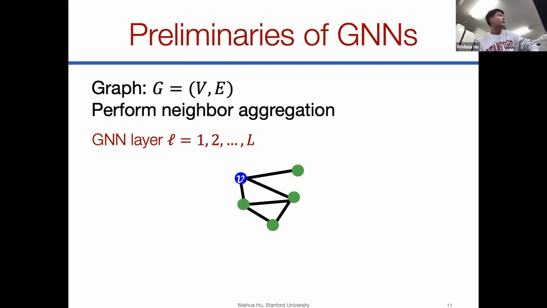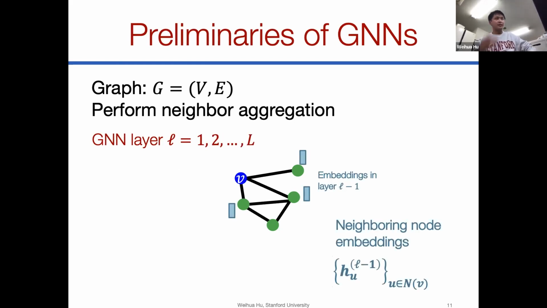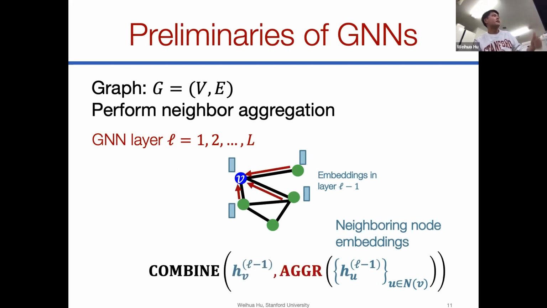And for the subsequent layers, what a GNN does is iterative message passing, iterative neighbor aggregation. What this means is that we gather the embeddings of the neighboring nodes from the previous layer. We aggregate the embeddings and combine them with the embedding of the node V itself from the previous layer to get the embedding of the node V at the current layer. We do this iteratively for l equals 1 to capital L to get the embedding of the final layer.